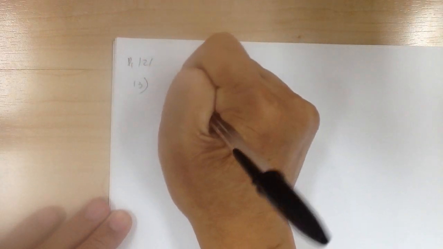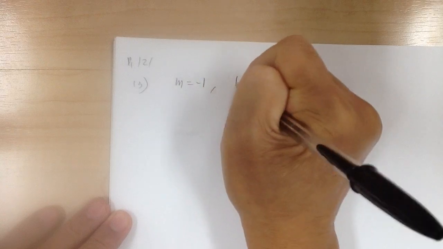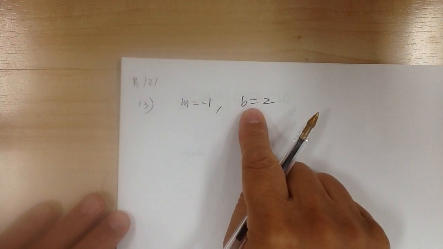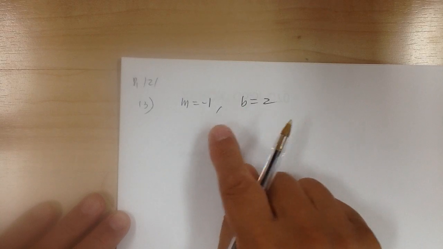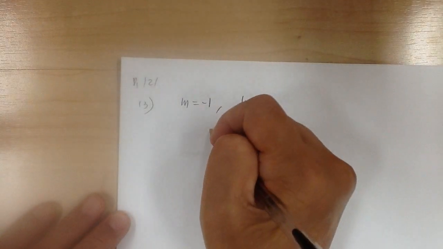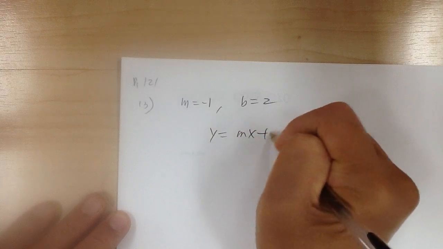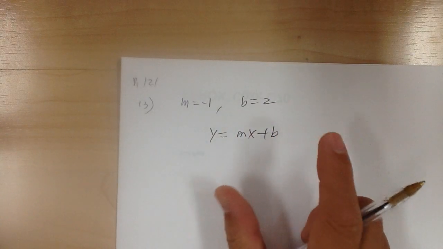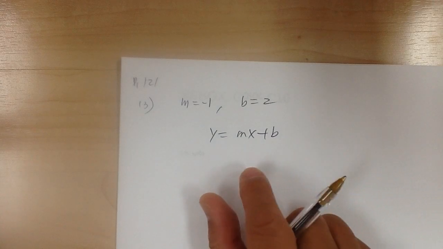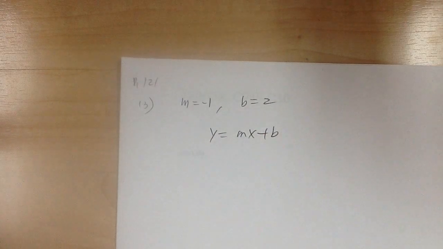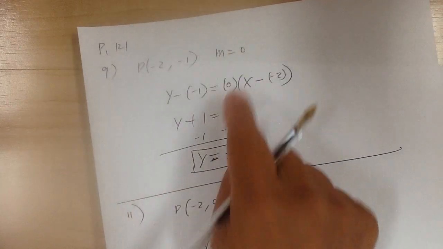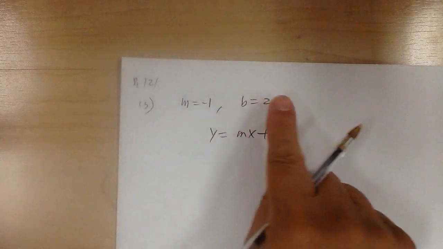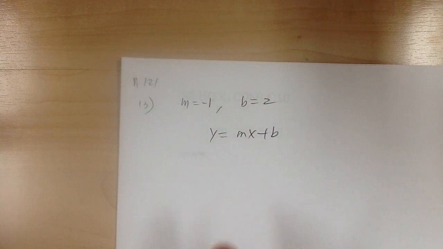In number 13, you have m equal to -1 and b equal to 2. Since you have the slope and intercept, you want to start with the slope-intercept form, which is y equal to mx plus b. So you have to start with the correct form, depending on what's given. When the point and slope are given, use point-slope form. When the slope and intercept are given, use the slope-intercept form.